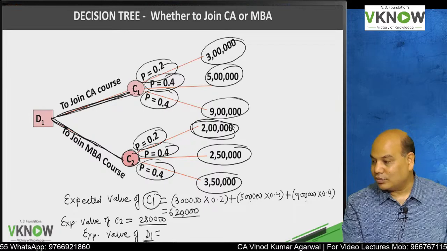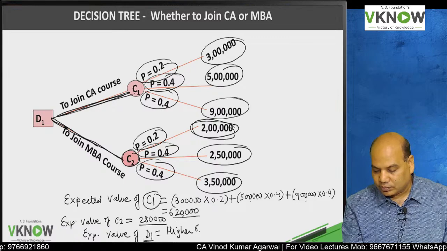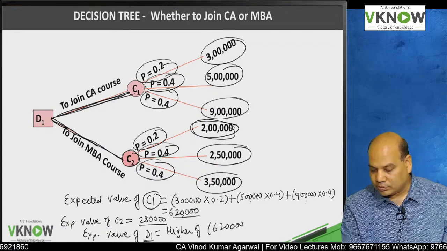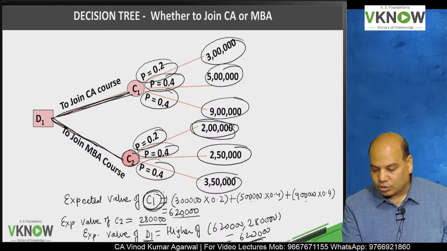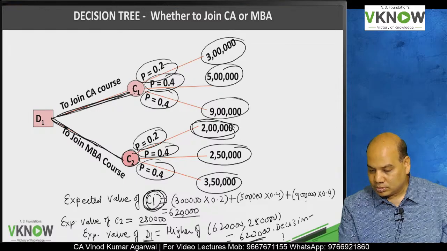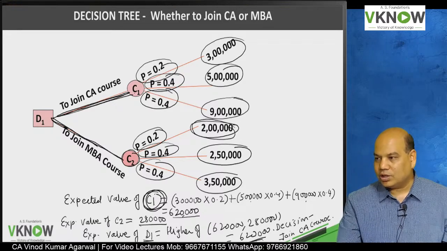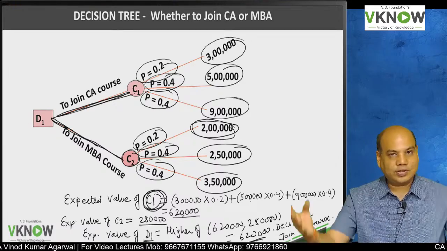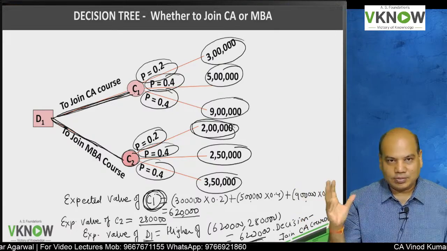So what will be the value of D1? The value of D1 will be higher of 6,20,000 and 2,80,000, which is 6,20,000, and 6,20,000 is the value of C1. So my decision, write down decision, join CA course. This way I was able to tell the student that, dear student, this is how we have taken the decision only on the basis of numbers.